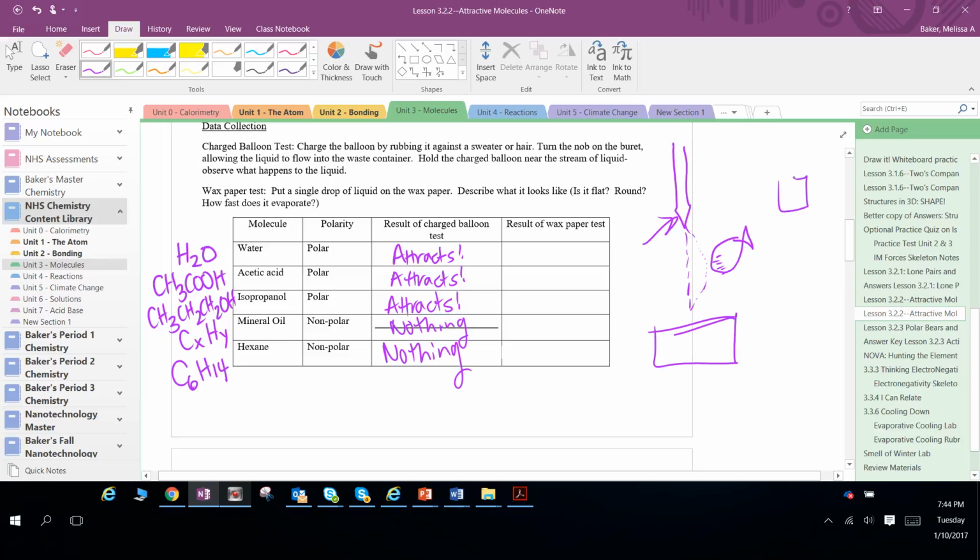Then we had little dropper bottles, and with each type of liquid, we actually put the drops on a piece of wax paper and studied them. And water is really fun because it completely beads up. So it was very round. Acetic acid was also pretty round. Isopropanol was somewhat round. I'll say roundish for these. But then mineral oil was pretty flat, and hexane was super flat.